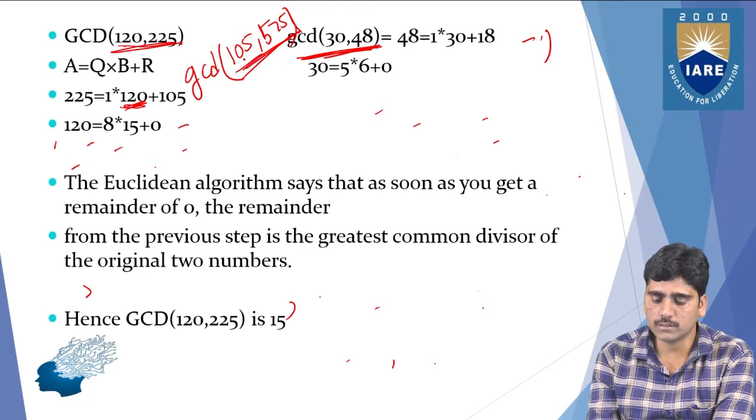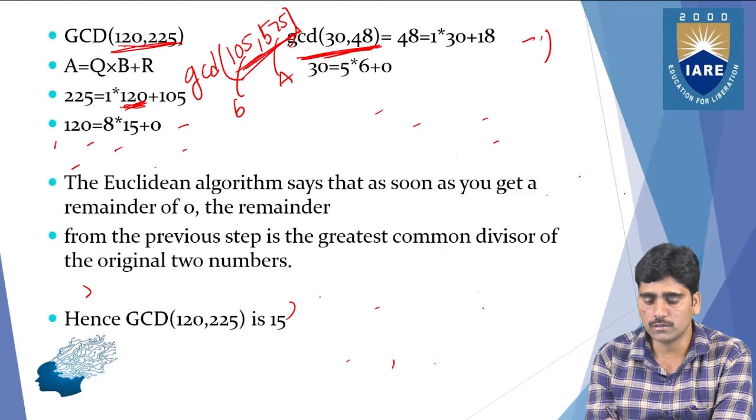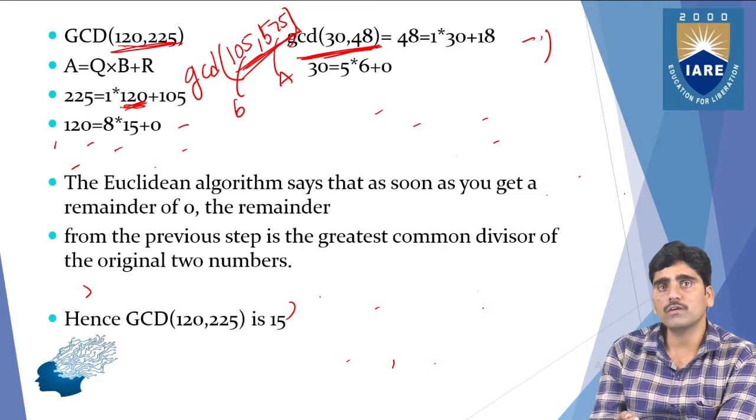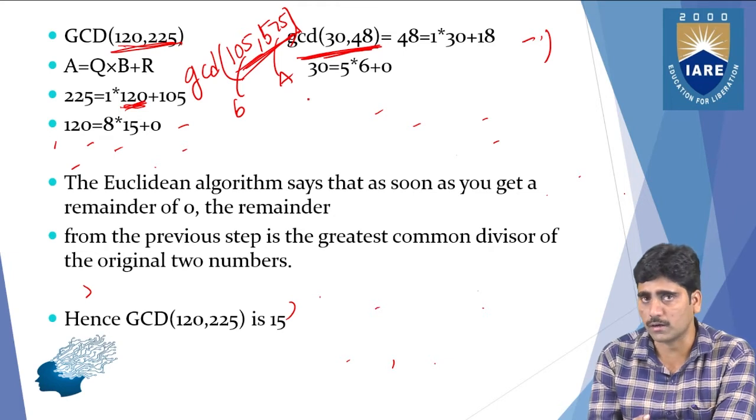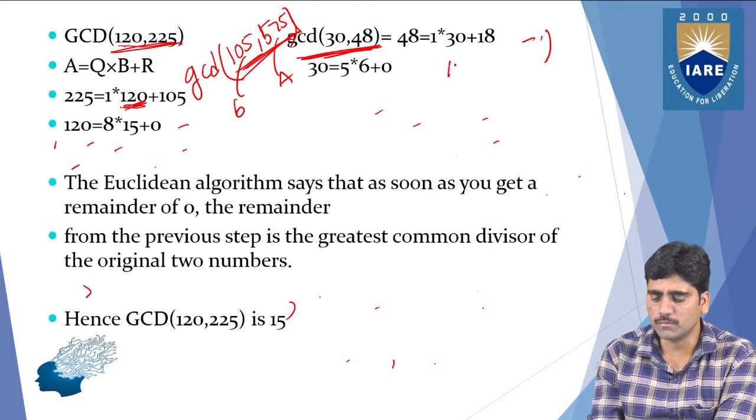So you can take this as the B value and this as the A value, right? So how can we make that statement? We need to form A equals Q into B plus R. So first of all, you need to divide them.